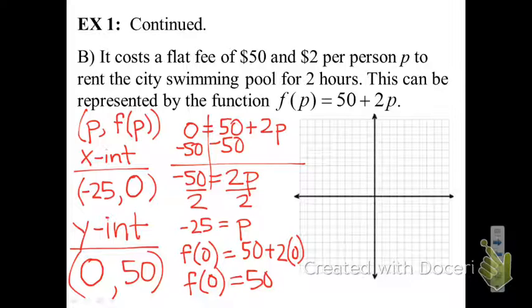Hey, if it's not working doing the x and the y-intercept, can you do a table of values? Okay, you can always do a table of values. I was like, where's the table of values? I didn't do it on here.